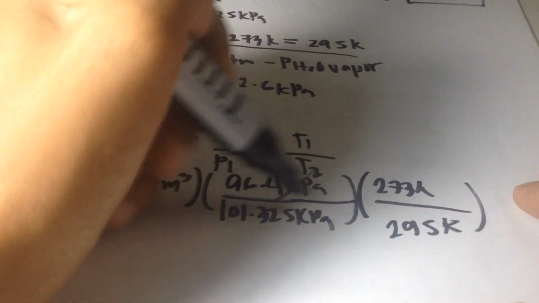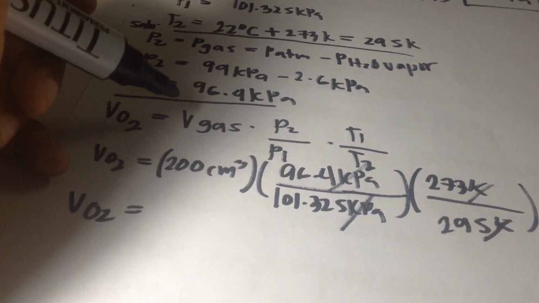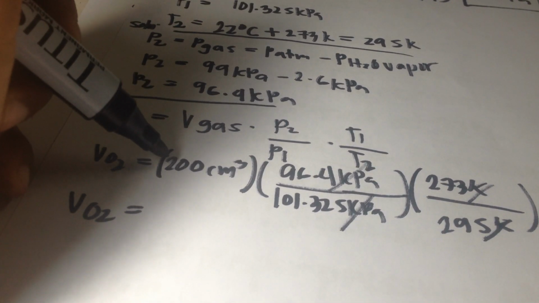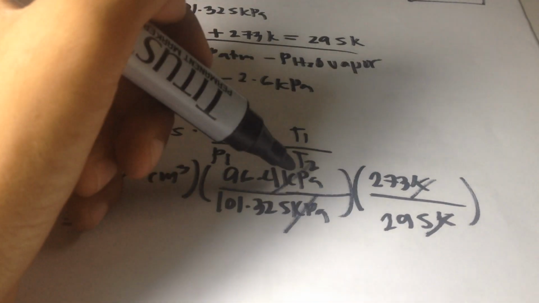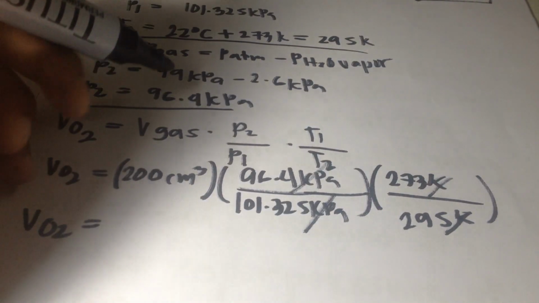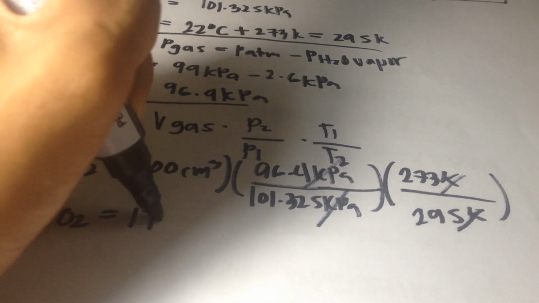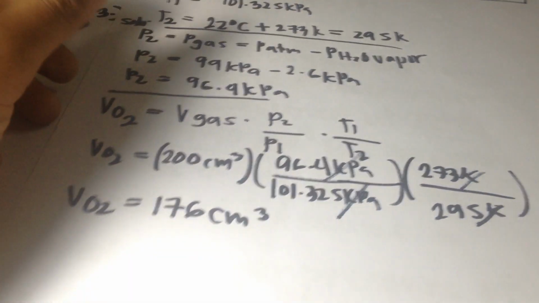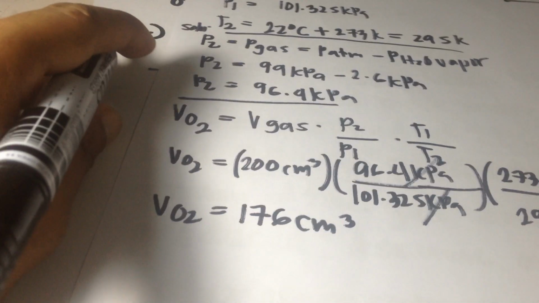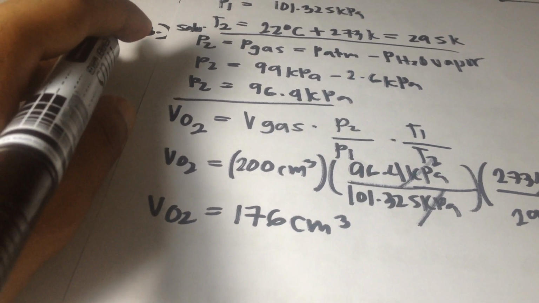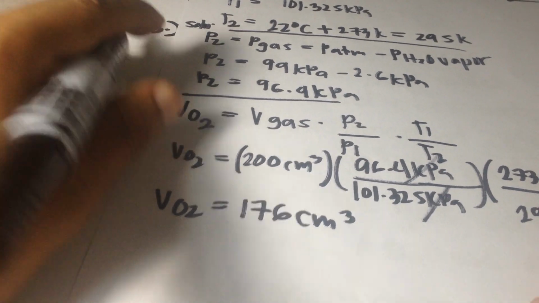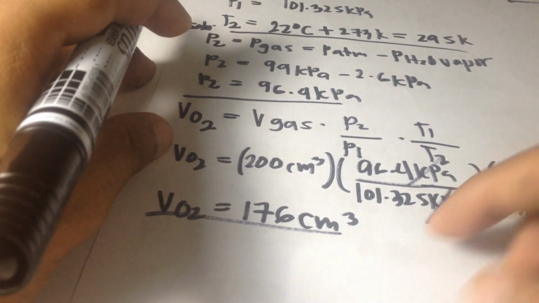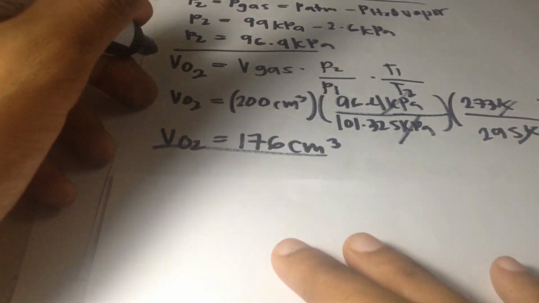Okay. And then the volume 2. So we need to cancel out kilopascal and Kelvin, so what's left is cubic centimeter. So 200 times 96.4 divided by 101.325 times 273 divided by 295 equals 176 cubic centimeter. So we have a volume now, so we need to solve for the mass of oxygen gas.